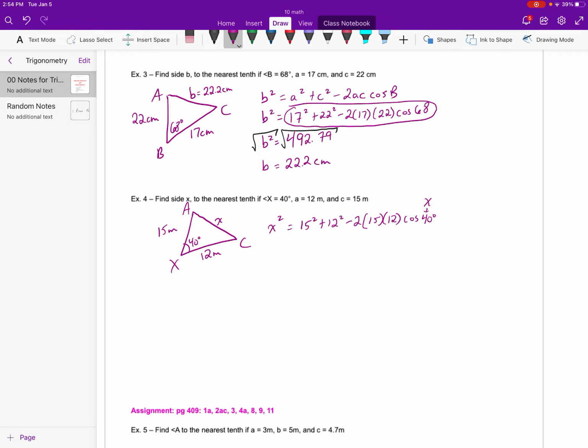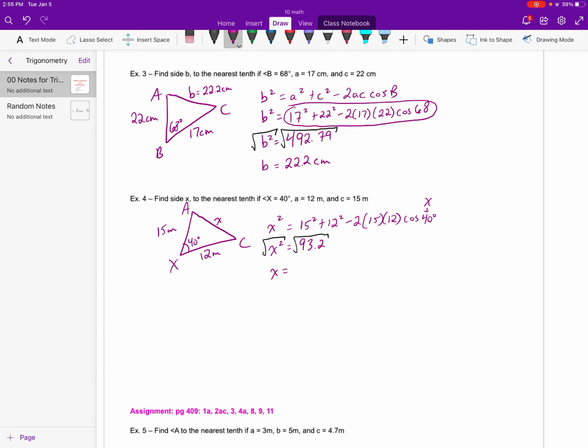As we did before, type this into your calculator, the whole thing. You should get x squared was equal to 93.2. If you want to know the value of x, we're going to square root both sides. Now we get x is approximately 9.7 meters. And there you go. So this is using cosine law to solve for a side.